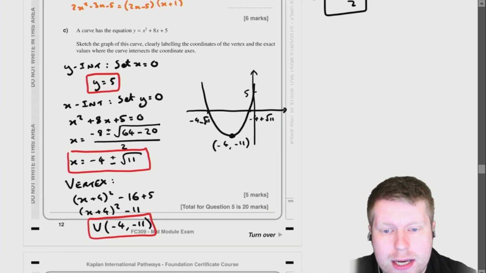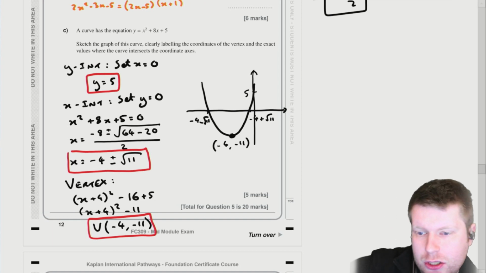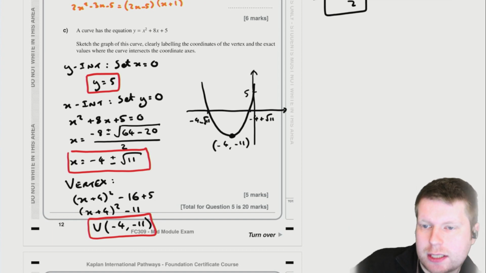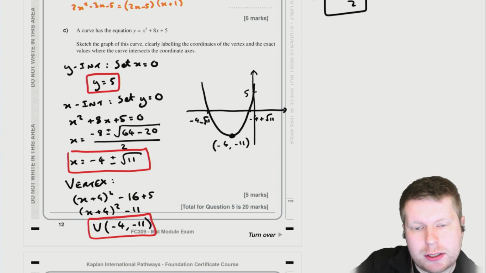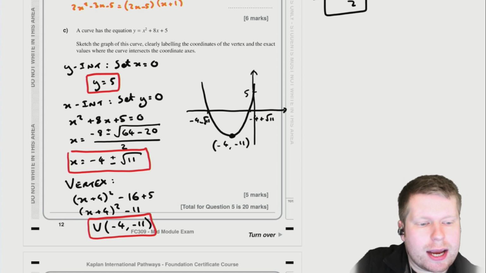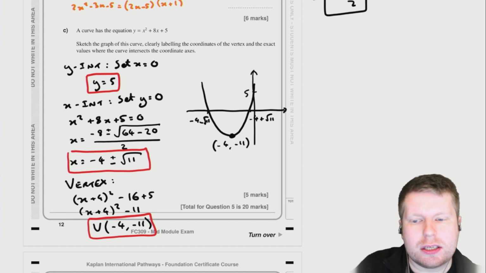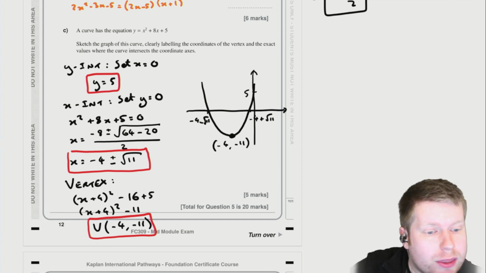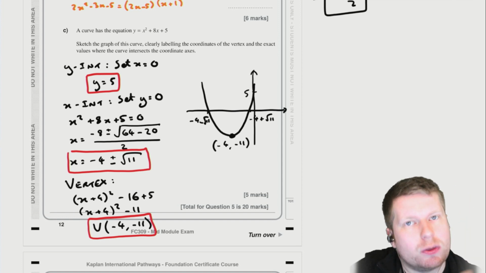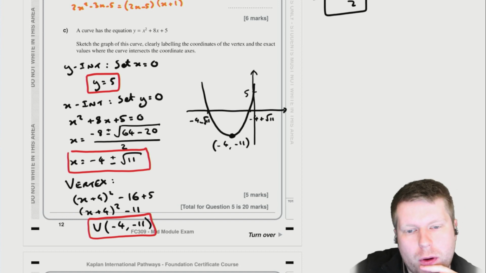Again, a really, really standard question. 5 marks is completely accessible here. The idea is that you get 1 mark for each of the processes. So 1 to find the y-intercept, 1 to find the x-intercepts, 1 to find the vertex. Then if everything's correct, you get that accuracy mark. And then if you've got a sketch which is consistent with the values that I've highlighted in red over here on the left, regardless of whether they're right or wrong, as long as the sketch is consistent with your values, you will get another mark there as well. So that's where the 5 marks came from.